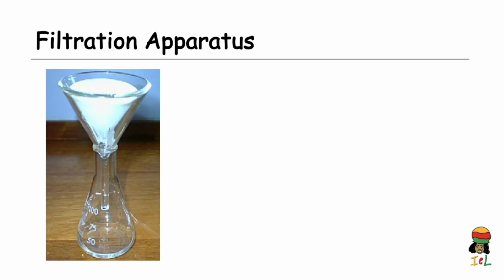Now we'll take a look at the filtration apparatus. The laboratory filtration apparatus is straightforward and it consists of three main things. First, we have the filter funnel, which has two main functions. One, it holds the porous medium, and two, for channeling the liquid that passes through into the collection flask below.